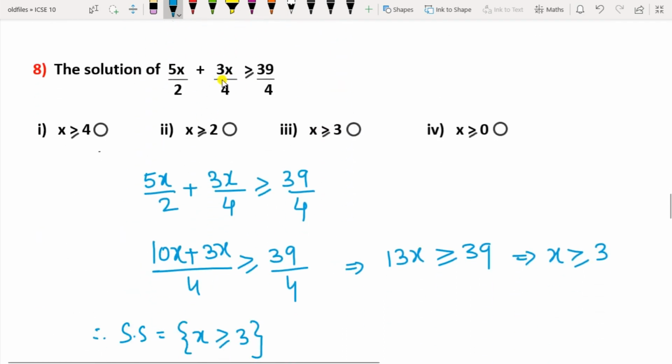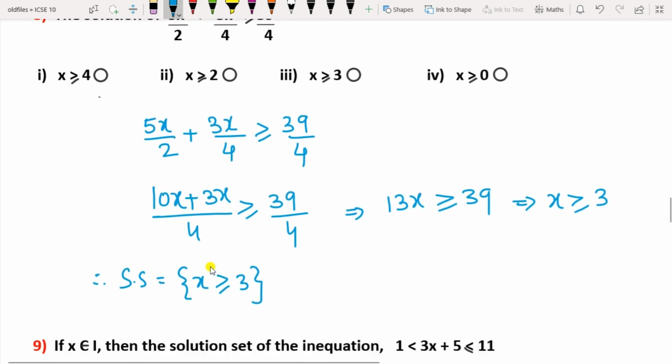Question 8 here, this is the solution. Find the solution of this one. So solve this equation here, take the LCM. Now in the denominator it is 4, 4 can be cancelled. So this will be 13x greater than or equal to 39. Therefore x will be greater than or equal to 3. So x is greater than or equal to 3. So this is the correct option.